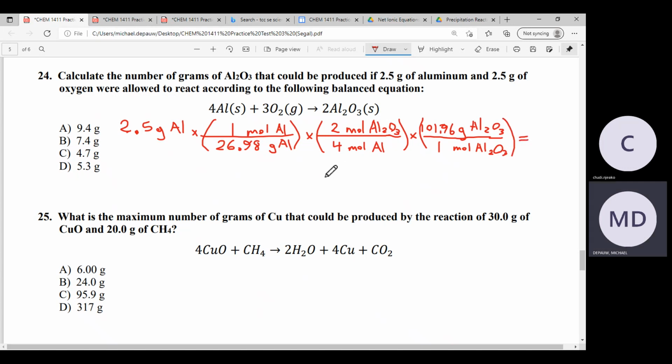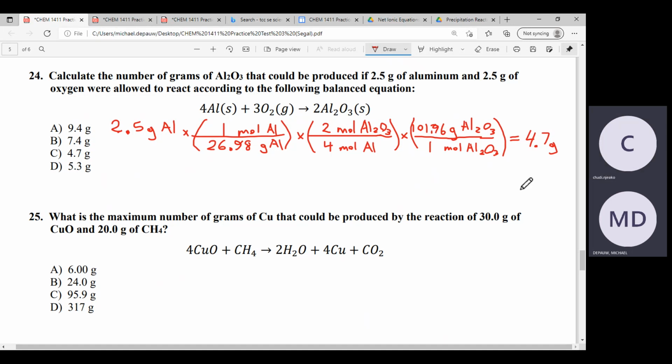All right, so now I can't do this in my head. Let's go ahead and multiply 2.5 times 2 times 101.96 divided by 26.98 divided by 4. So basically multiply everything on top, divide by everything on bottom. What do we get for our answer? 4.7. So in this case, we get 4.7 grams of product. And that's aluminum oxide. Let me go ahead and drag this over a little bit. Oh, no, I ran out of room.